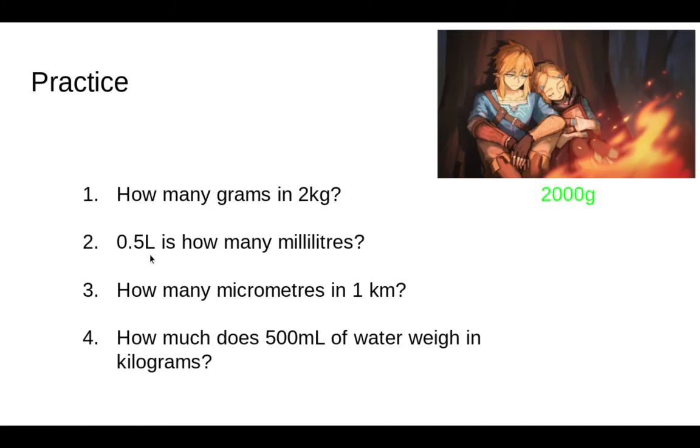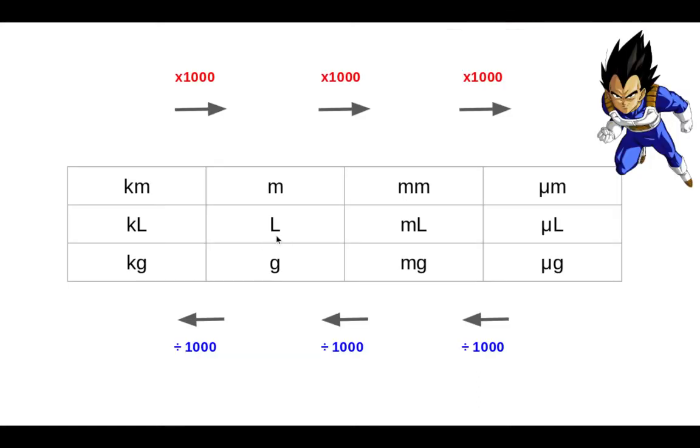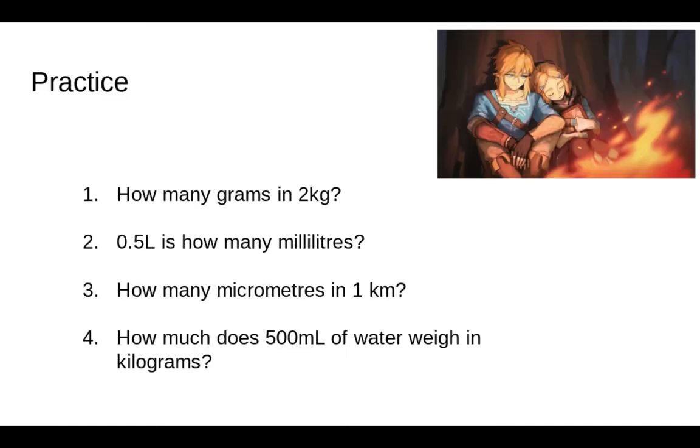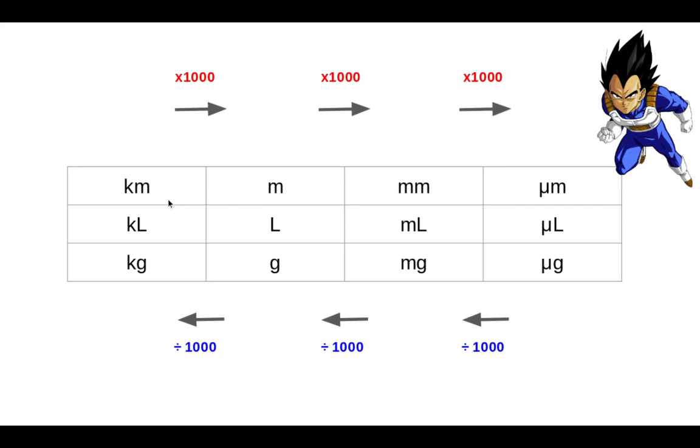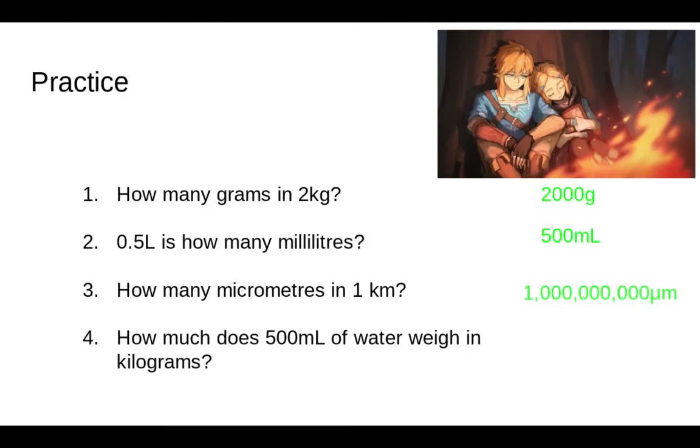Next one, 0.5 liters is how many milliliters? So here we start. We just multiply it by 1,000. 500 milliliters. How many micrometers in 1 kilometer? This is going to be quite big now. Let's go back to the table. So we've got 1 kilometer, and this is our final destination. So we need to multiply 1 by 1,000, multiply by 1,000 again, and multiply by 1,000 a third time, which means it will be 1 billion micrometers.